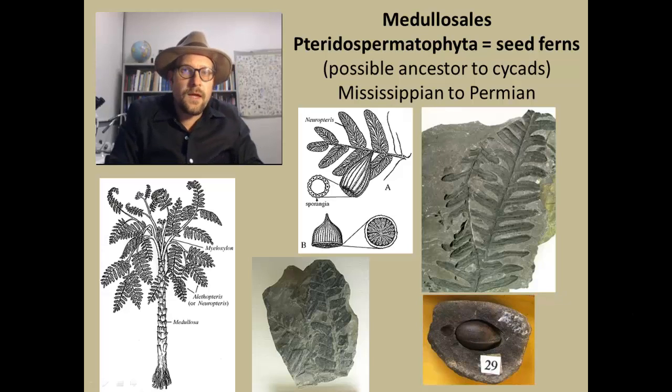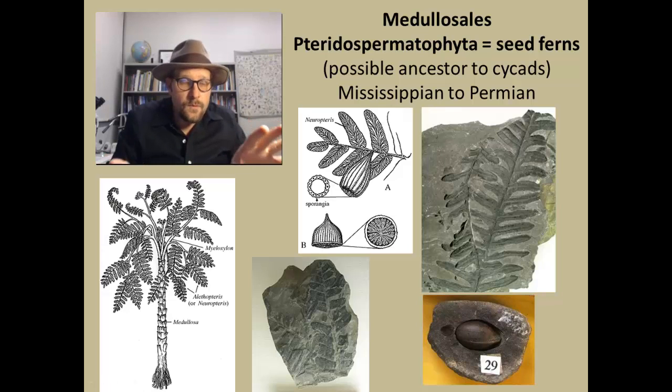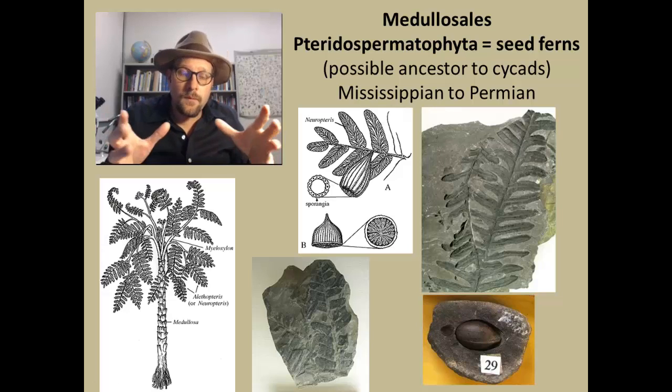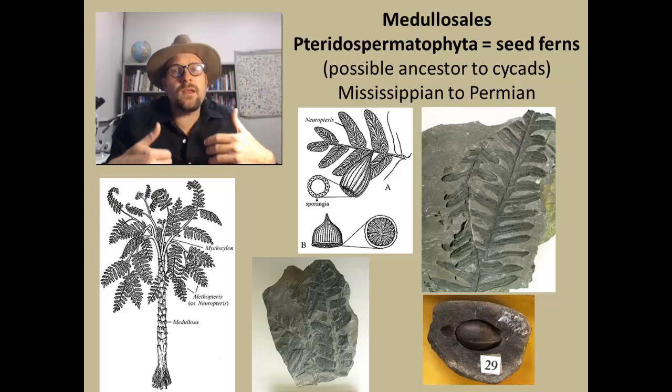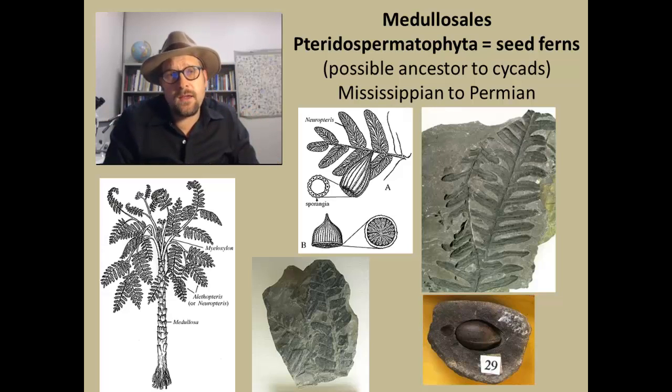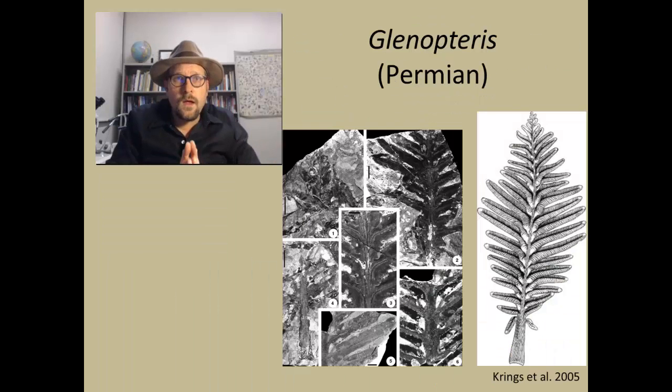Now, these plants had these fern-like fronds with some resemblance to modern cycads that we just looked at. So the Medullosales belonging to these guys might have been sort of the ancestors to the cycads that we'll see as we venture into the late Paleozoic. After the warm, wet world of the Carboniferous, the world became drier, and as such, primitive cycads actually had the advantage. So this is Glenopteris.